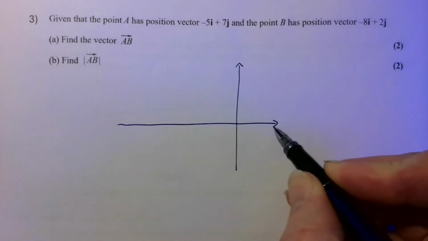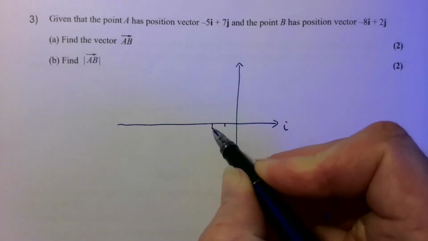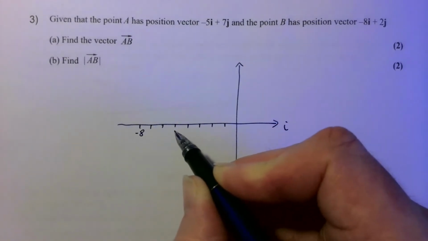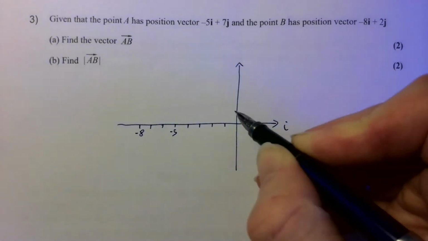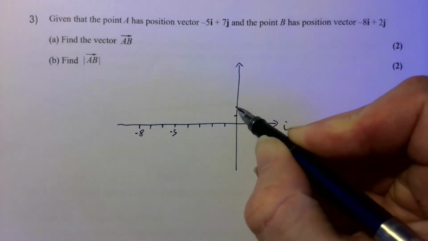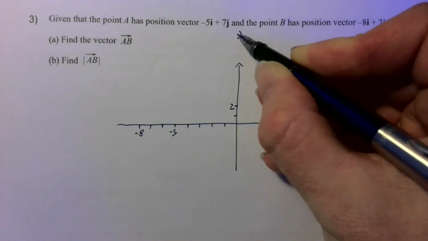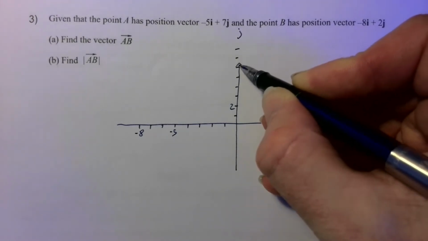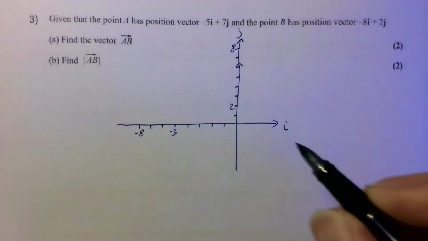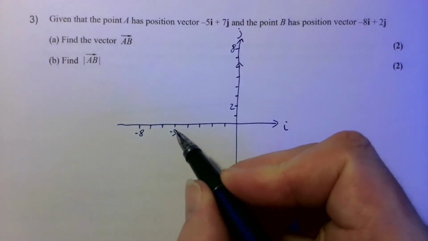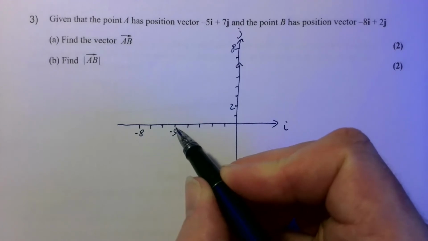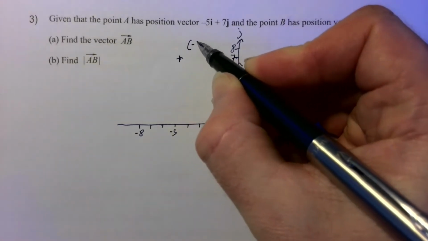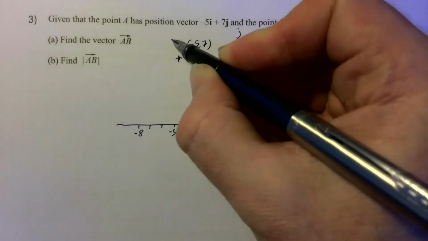So it's generally all happening over here, isn't it? 1, 2, 3, 4, 5, 6, 7, 8. Negative 8 there, negative 5 there, and we've got 2 on the j, and we're going to have to go a bit higher here, 3, 4, 5, 6, 7, 8. So we've got position vector for A, negative 5 and plus, oh, why did I say 8? Plus 7, so that's over here. So I'm going to write that as if it's a coordinate like that, and there's A.